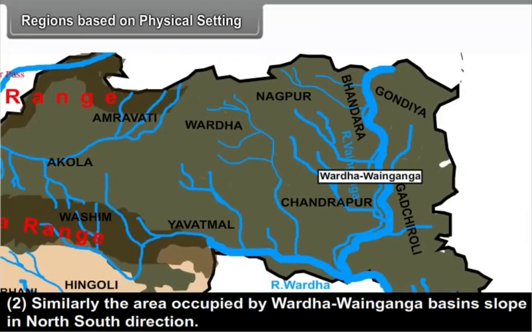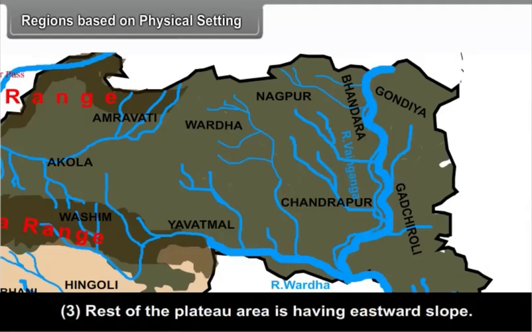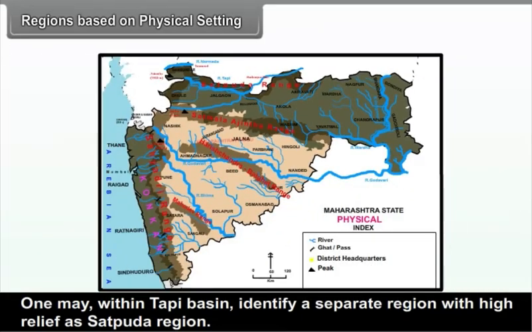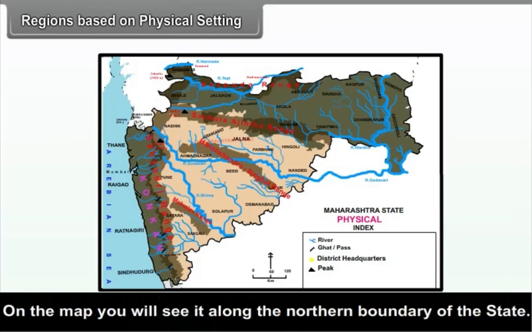Similarly, the area occupied by the Wardha-Wainganga basins slopes in the north-south direction. Number 3: the rest of the plateau area has an eastward slope. Within the Tapi Basin, we can identify a separate region with high relief, the Satpura region. On the map, you will see it along the northern boundary of the state.